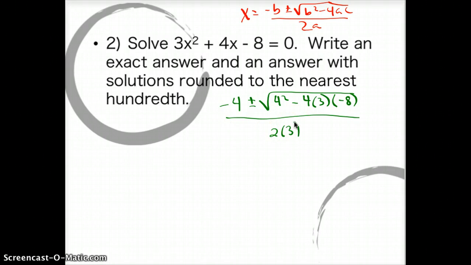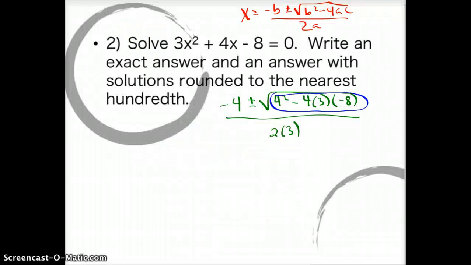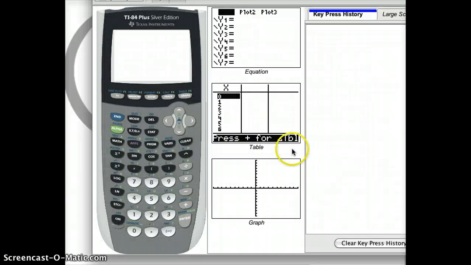Okay, I want to show you a little tip on your calculator for solving this correctly, because a lot of my students in the past have had trouble getting the right answer, and I think it's just a trouble with your calculator. So again, I highly recommend doing the part under the radical first and solving that. It was 4 squared minus 4 times 3 times negative 8.